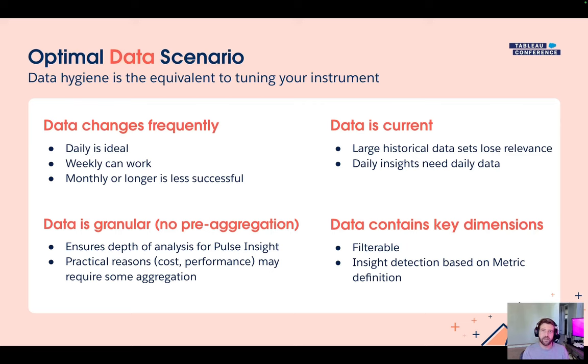The data needs to be current. So large historical data sets aren't going to be the best because a Tableau Pulse metric is being kept over time as it relates to today. And in order for you to see these daily insights, you need that daily data. And then finally, the data that you're working with in Pulse needs to contain key dimensions, things to actually, appropriately or usefully filter the metric by. So as long as you have dimensions within the data source that you would like to filter your metric by, that is a best practice.